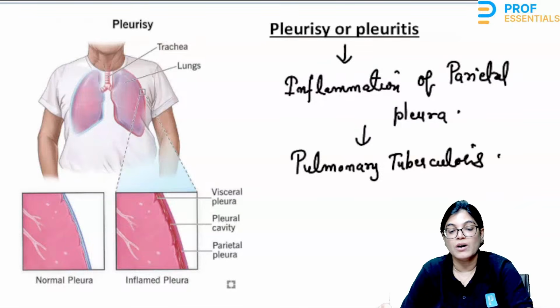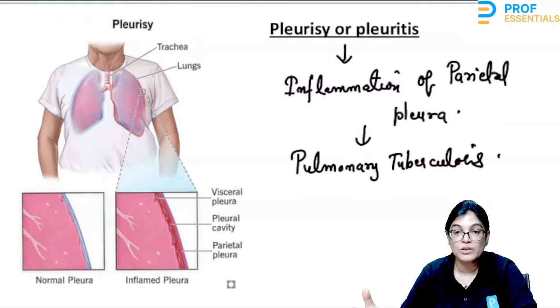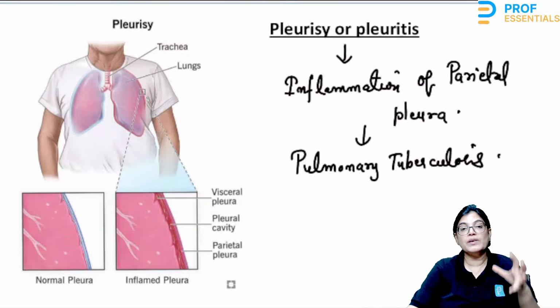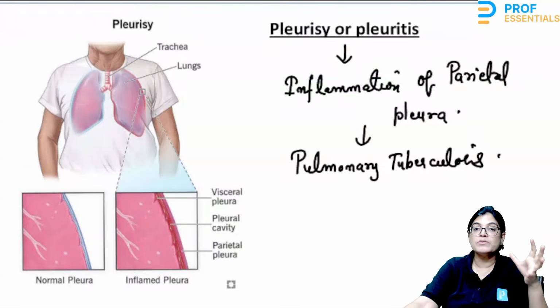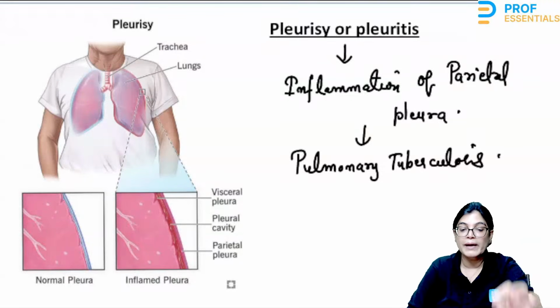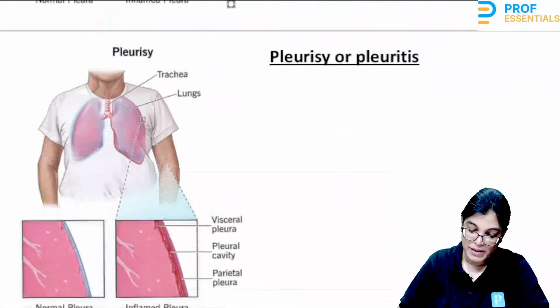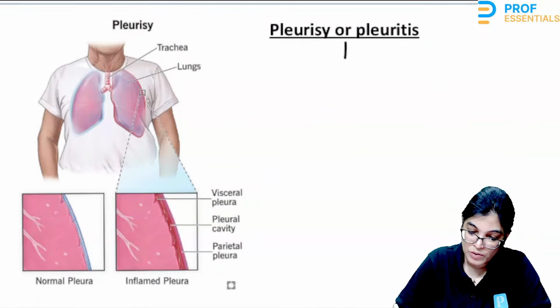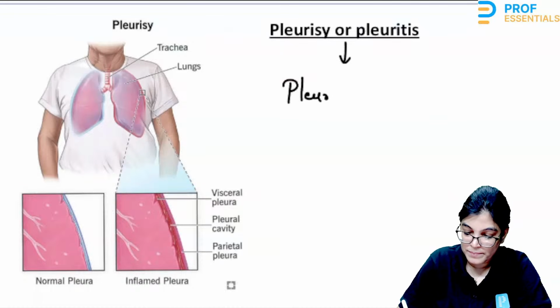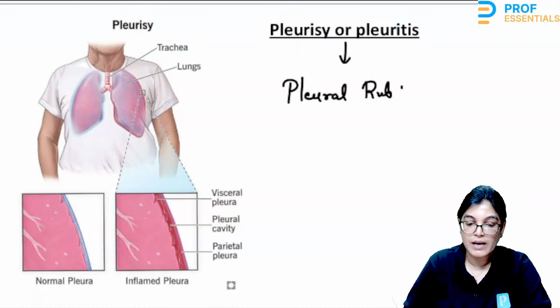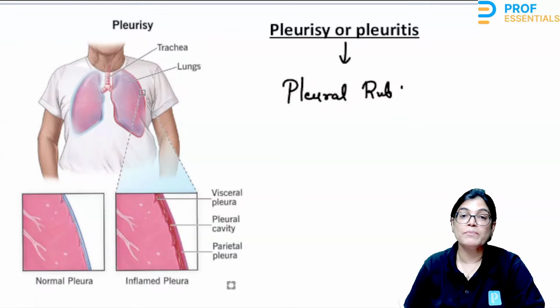Okay, accumulation of inflammatory exudate on the parietal pleura will lead to friction between the two layers of the pleura, and basically you will hear a pleural rub sound when the stethoscope is placed on the chest wall. So in pleurisy and pleuritis there will be a pleural rub, which is heard because of the friction between the two layers of the pleura, visceral and parietal pleura.